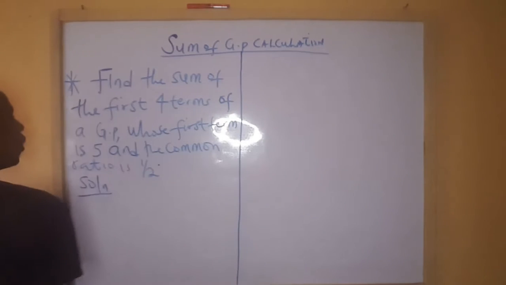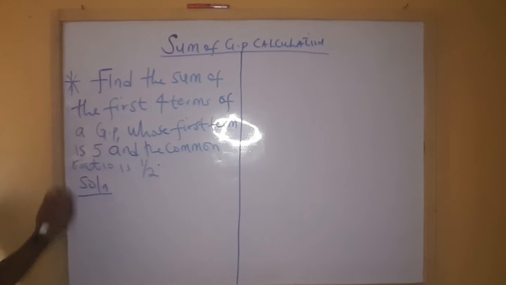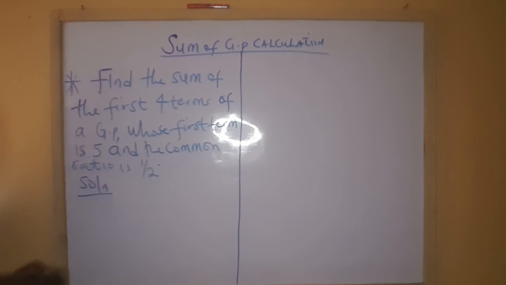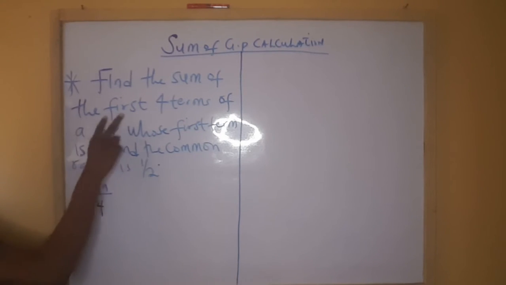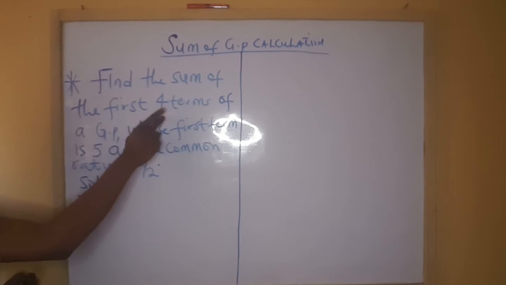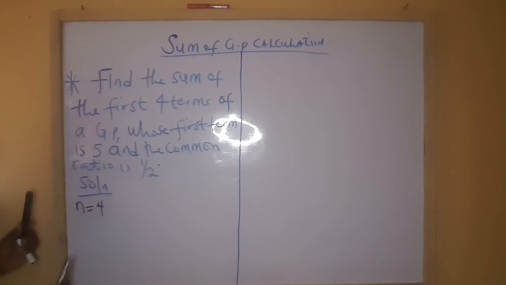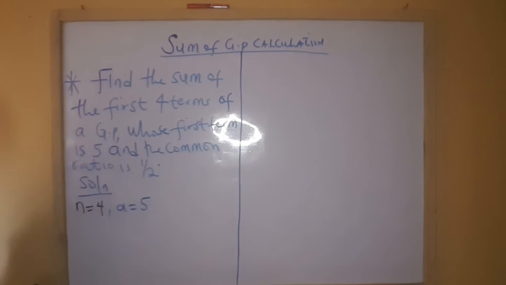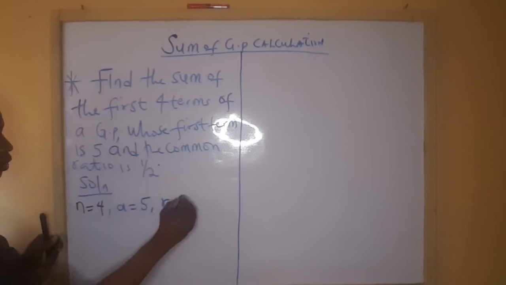We are given the question as: find the sum of the first four terms of a GP. Now, in this case, your n is going to be equal to 4 because we are asked to find the sum of the first four terms. It has been stated here. So n is equal to 4, whose first term, the first term symbol in GP, is simply a equals 5. Are we together?